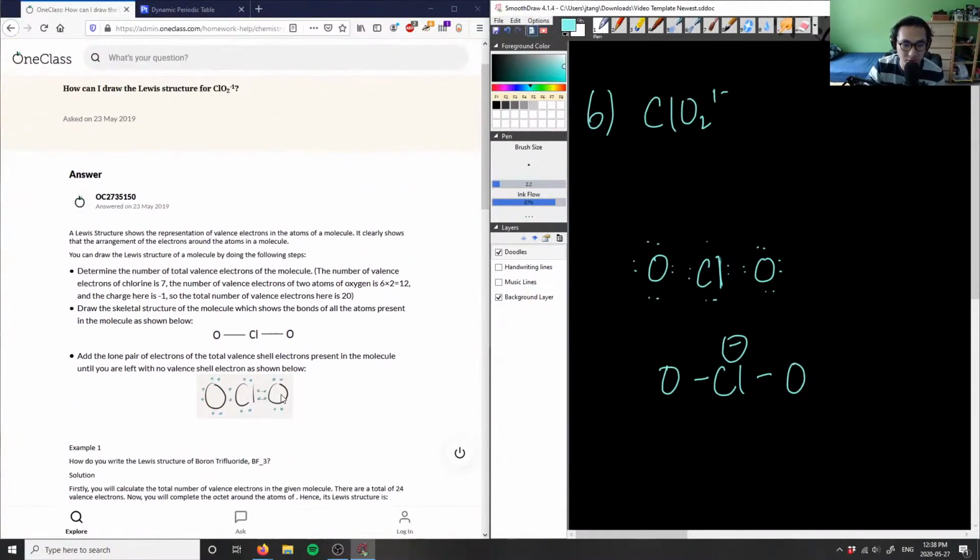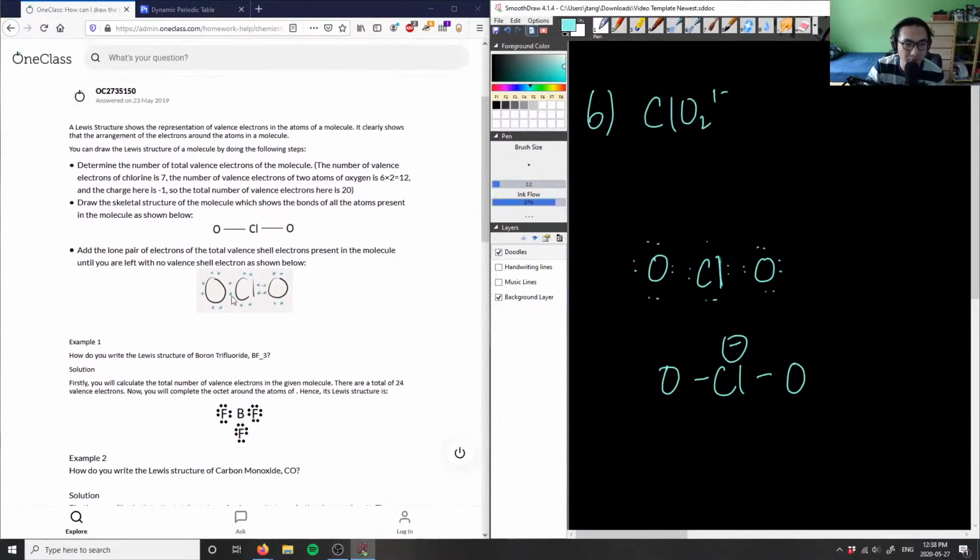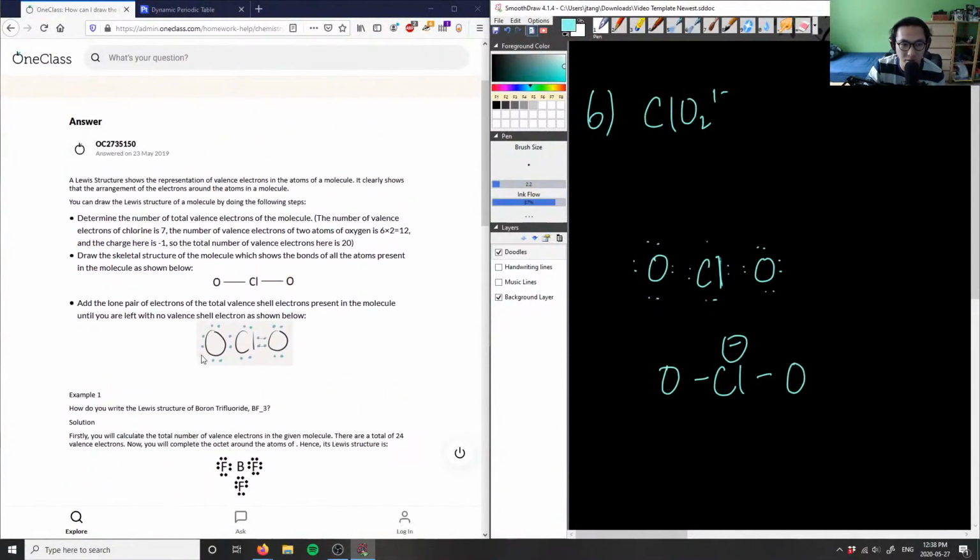And as you can see, this solution here is correct. But I believe that they didn't write the negative charge here as well. So again, this 1 minus charge applies on this chlorine here. Or sorry, it's technically on the entire structure here, just because oxygen usually likes to make 2 bonds, and this oxygen usually likes 2 bonds here.